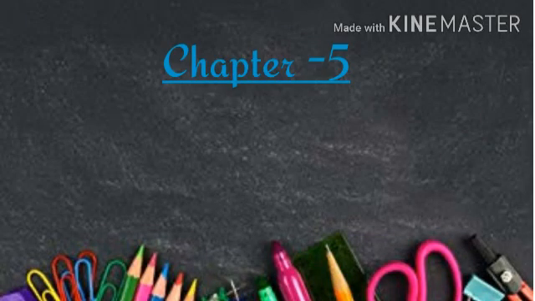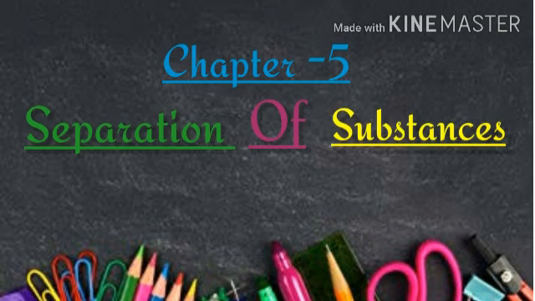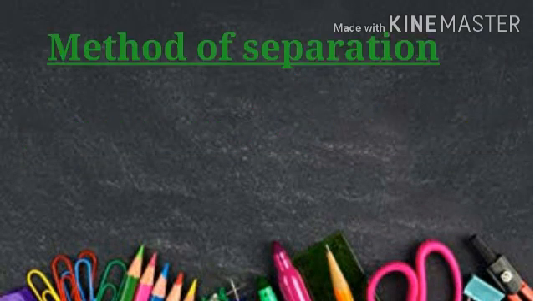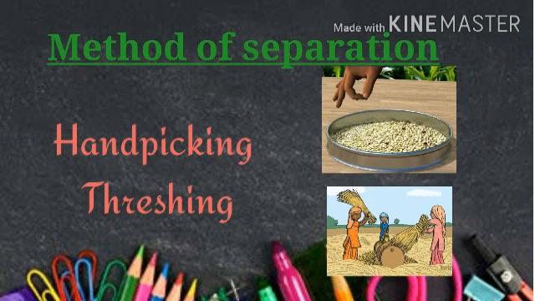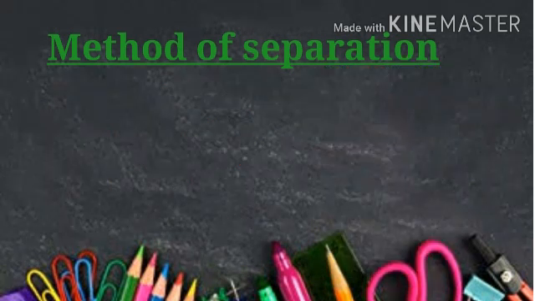Good morning, children. Today I am going to continue Chapter 5 Separation of Substances. In our previous video, we have learned about two important methods of separation, that is, hand picking and threshing. And in this lesson, we are going to continue some more important methods of separation. So let's start with winnowing.